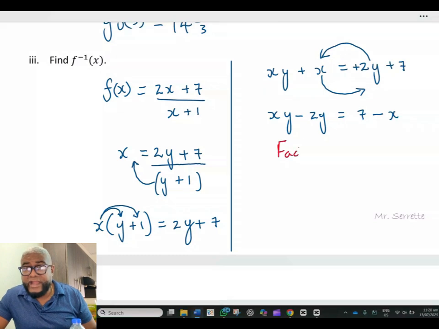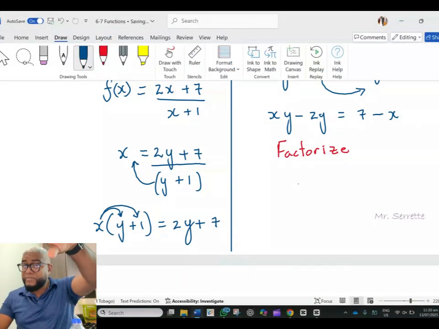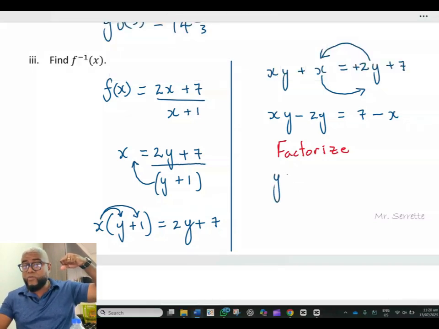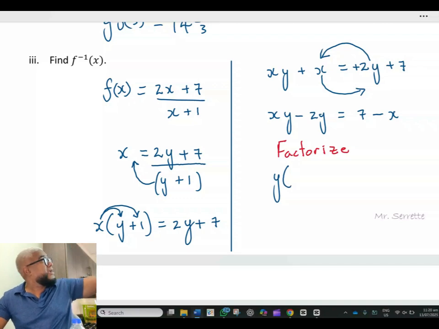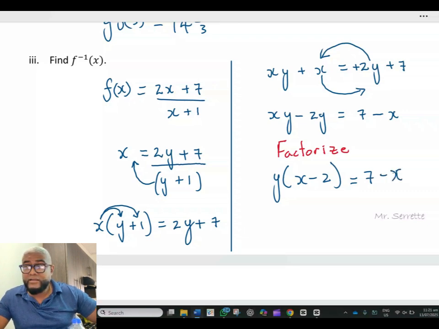Now you have to factorize. Right, Priya? You're factorizing here. Factorize means you're pulling out the y. So what is going to be now? When I factorize out the y, we'll have y open brackets. So y into xy, the y's cancel and remain with x. y into 2y, the y's cancel and remain with minus 2. Everybody good there? Is equal to what remained on the right-hand side there. Everybody good there so far?